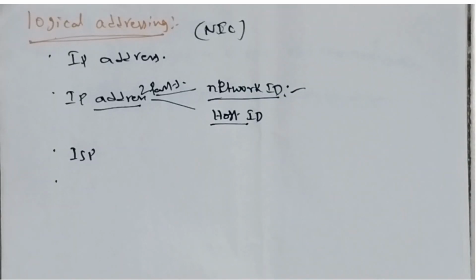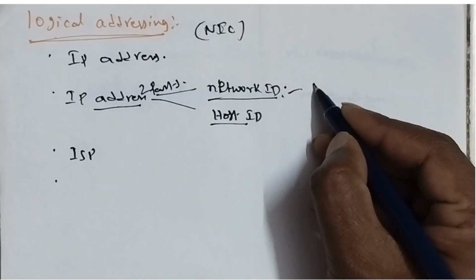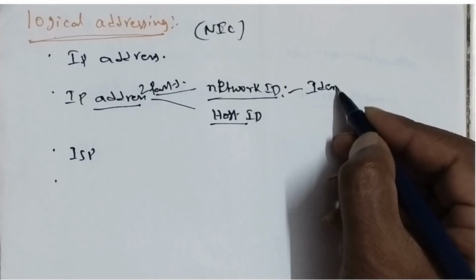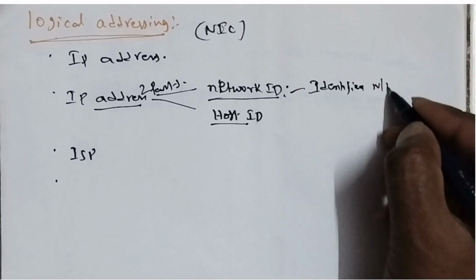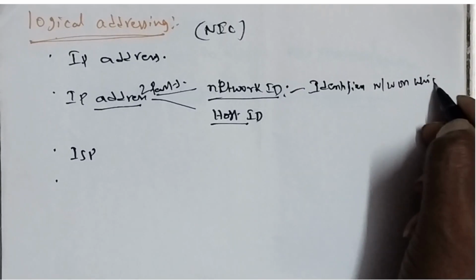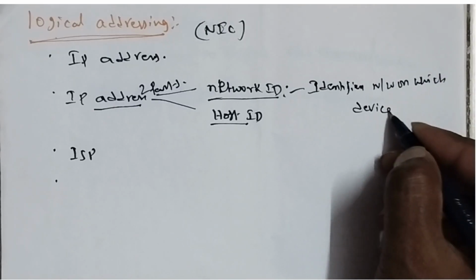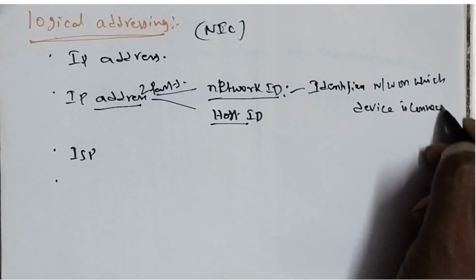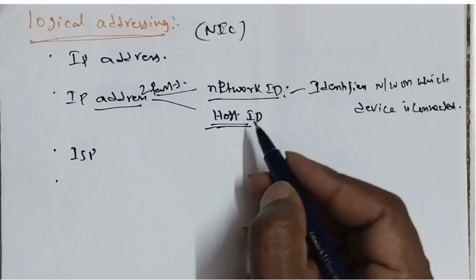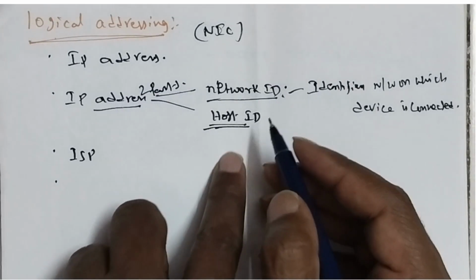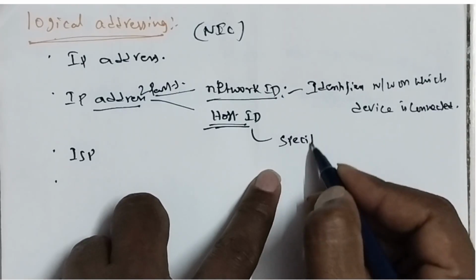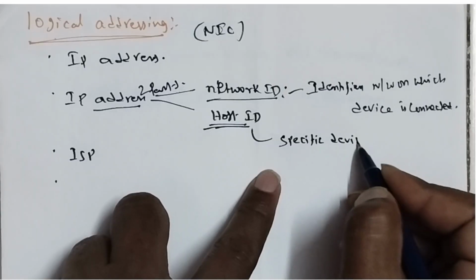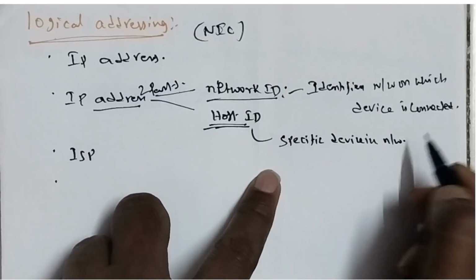What is the network ID part? The network ID part identifies the network on which the device is connected. And what about the host ID? The host ID identifies a specific device in the network.